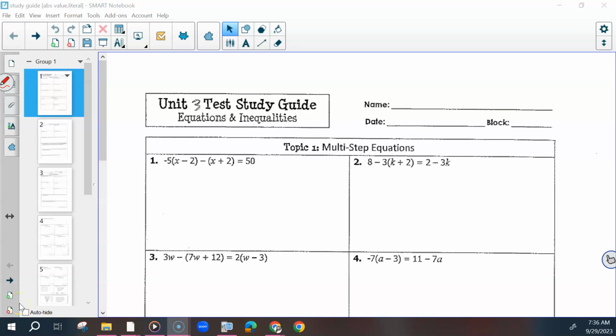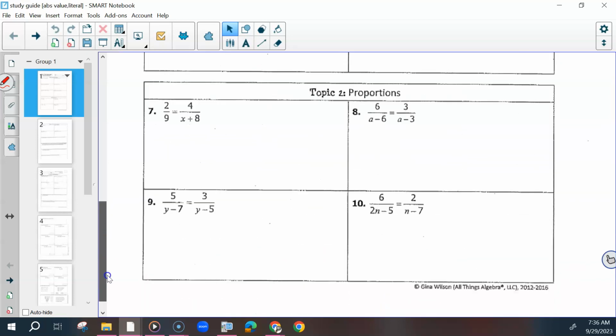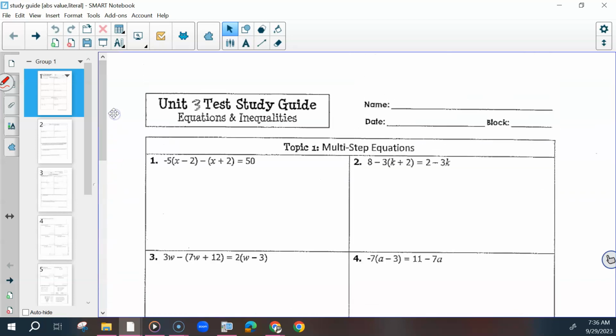Go page by page with multi-step first. So look in numbers 1 through 10. All of these are multi-step.